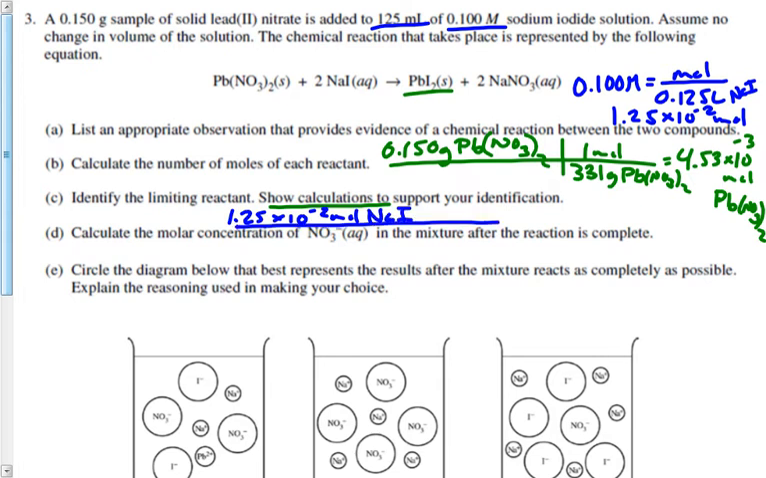You compare one with the other. So for every 2 moles of NaI, I have 1 mole of PbNO3. I'm actually curious if that's what they did too. No, they did it the other way. So I cut that in half.